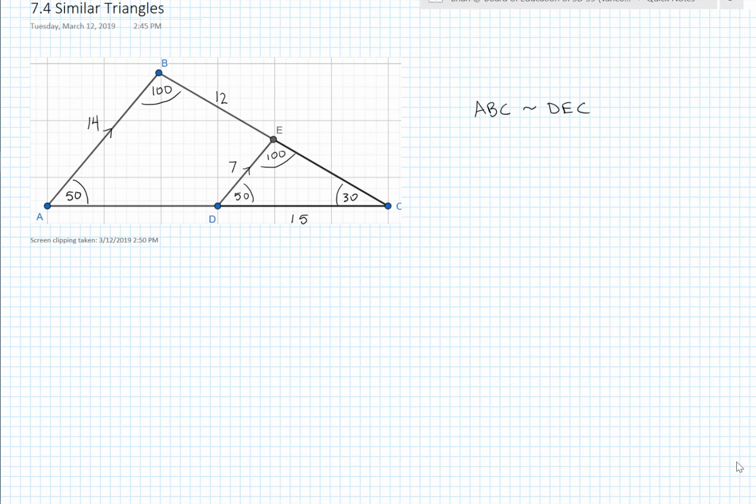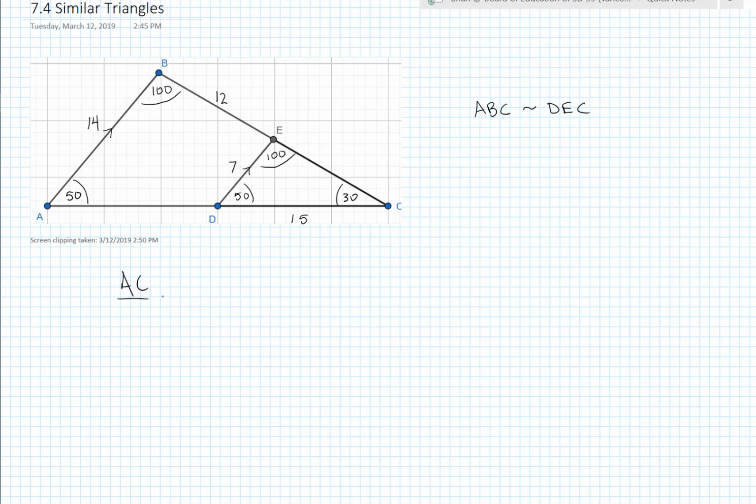Let's do an easier problem to start with. Let's say we want to find AD. Now, again, AD is not part of a triangle. So what we have to do is we have to say, well, we know what the side length DC is along that smaller triangle, so we can find AC. So let's find AC first.